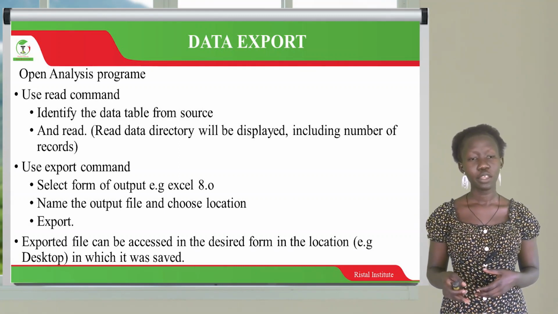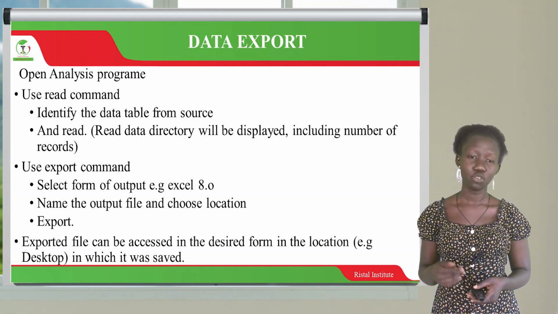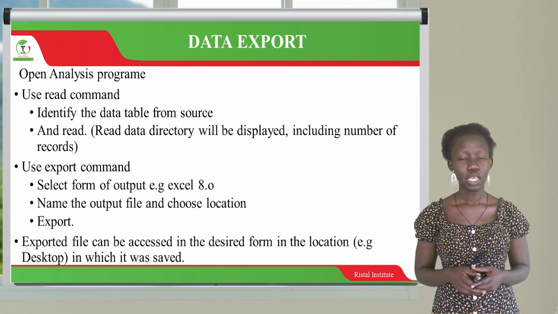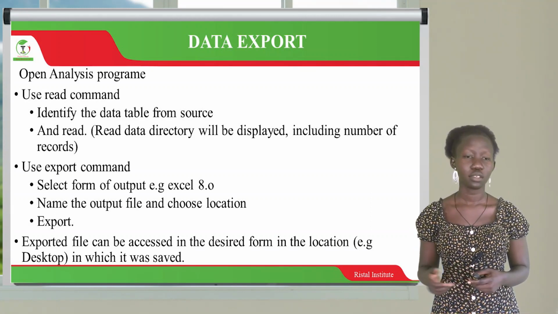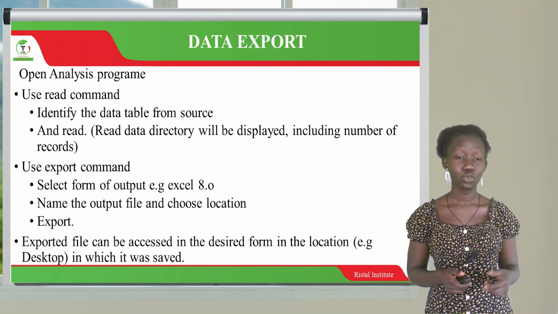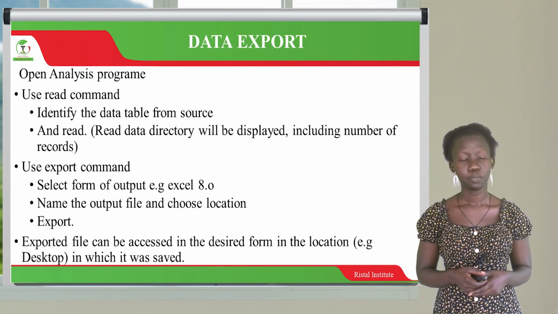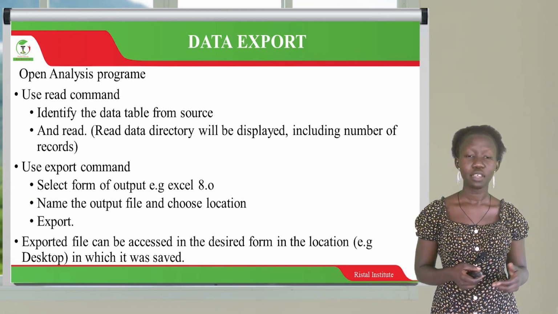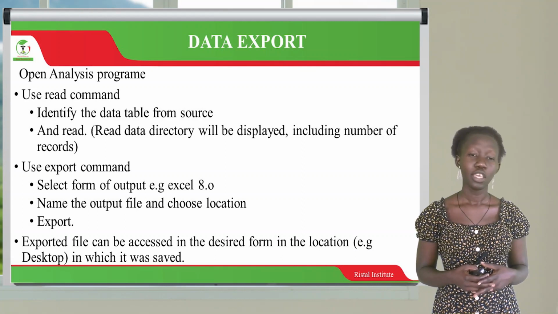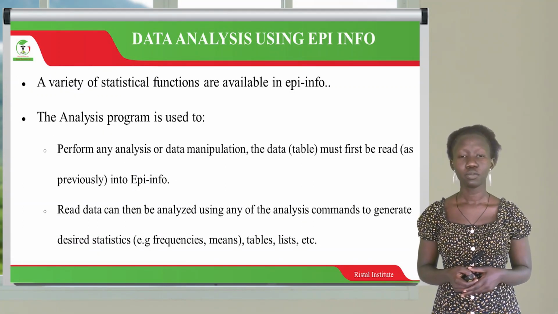This export command helps you to select the form of the output that you want. If you want the data to be exported to Excel, then you choose Excel. If you want it to go to Access, it will go to Access. Then you have to name the output file and also choose the location in which you want to store it, and then you can export. The exported file can be accessed in the desired form in the location, for example, on the desktop, in which it has been saved.